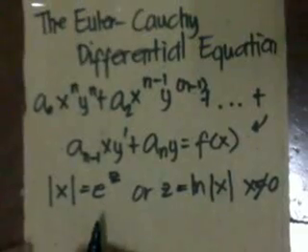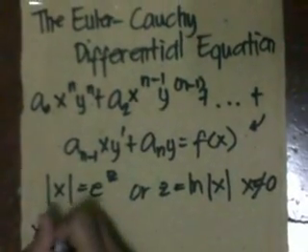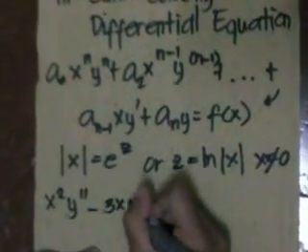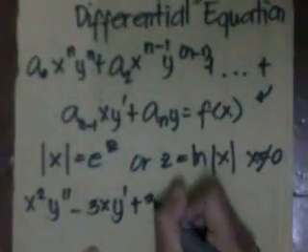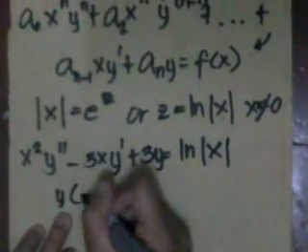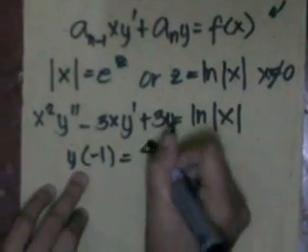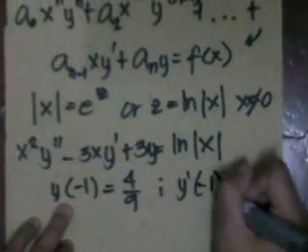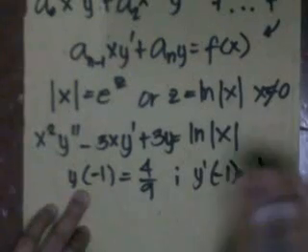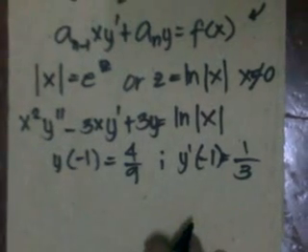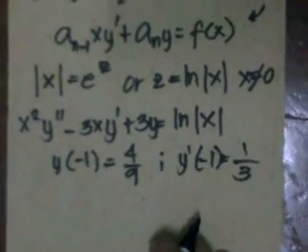To cite an example, we have x squared y double prime minus 3x y prime plus 3y equals ln of x, wherein y of minus 1 equals 4 over 9, then y prime of minus 1 is equivalent to 1 over 3. So, the first thing to do, we must get its yc.